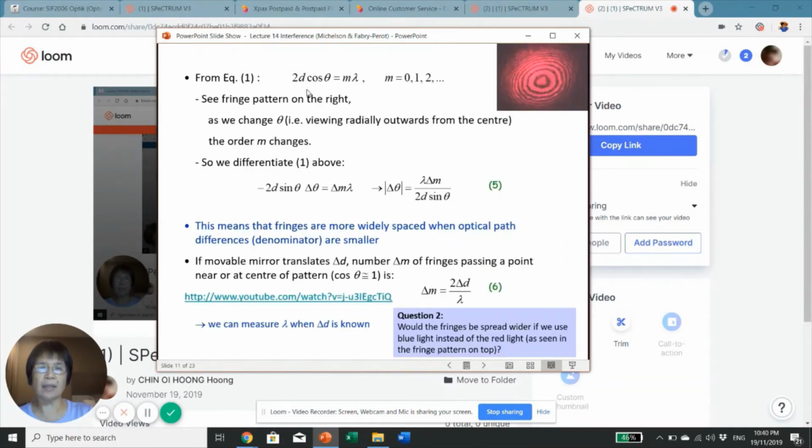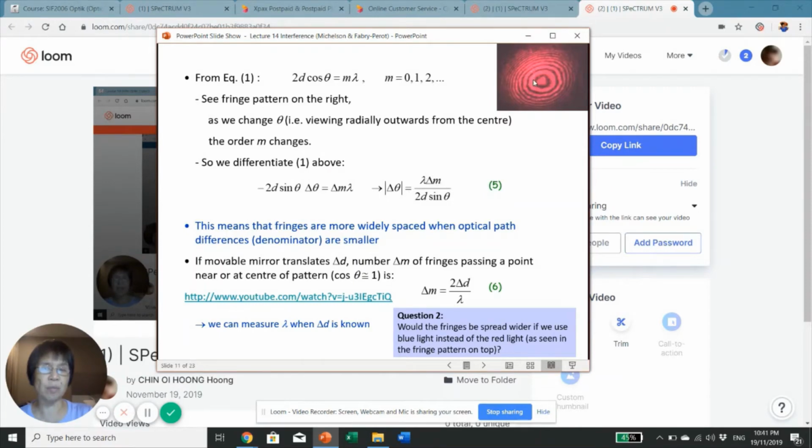Then if you look at this fringe here, now we said that the position of the fringe here will be defined by the angle. So let's differentiate this equation. So we get negative 2d sine theta delta theta equals delta m multiplied by lambda. So we concern just about the change in the angle. That means as you shift from this position to the next and to the next. So that will be equal to lambda delta m.